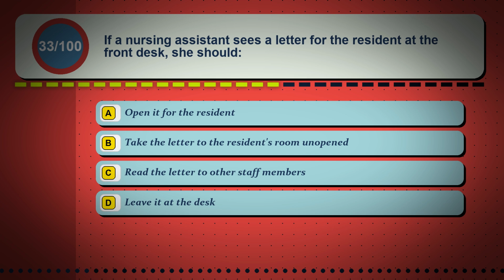Question 33. If a nursing assistant sees a letter for the resident at the front desk, she should: Option A. Open it for the resident. Option B. Take the letter to the resident's room unopened. Option C. Read the letter to other staff members. Option D. Leave it at the desk.